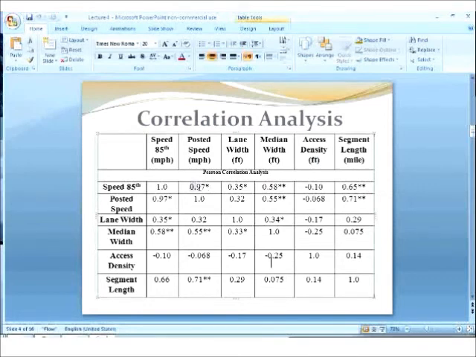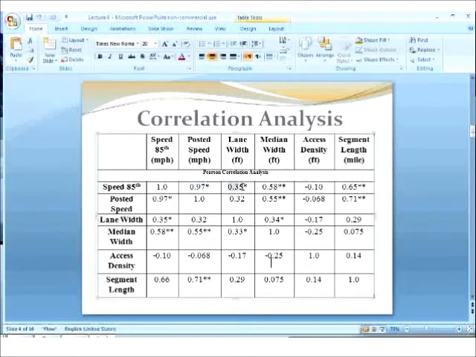However, it shows that the posted speed and the speed of the vehicles are very highly correlated, and the strength of that relationship is 0.97. This is almost close to 1, and the sign is positive, which means as the posted speed on the roadway increases, the speeds of the vehicles increase as well.